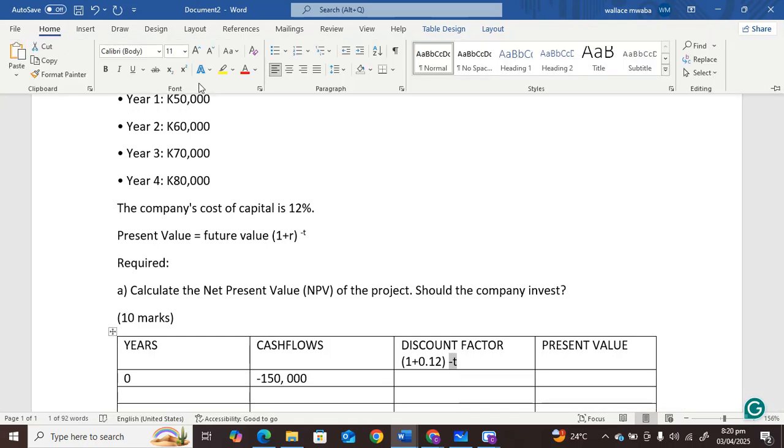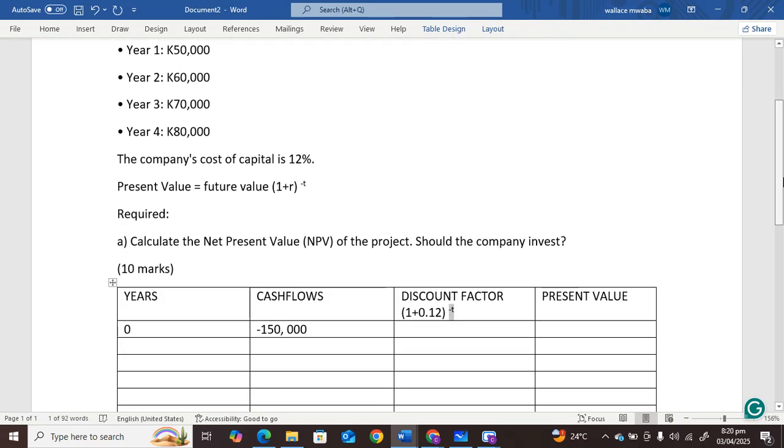Yes, because it's an outflow. It's money coming out of our pocket. Okay. Then in year one, we put our 50,000. Year two, 60,000. Year three, 70,000. Year four, 80,000.